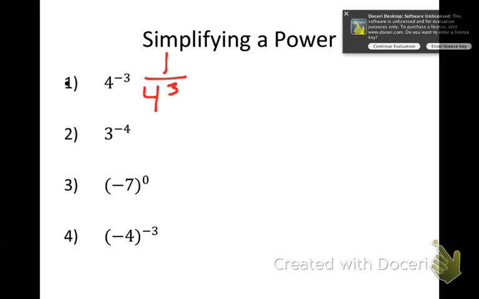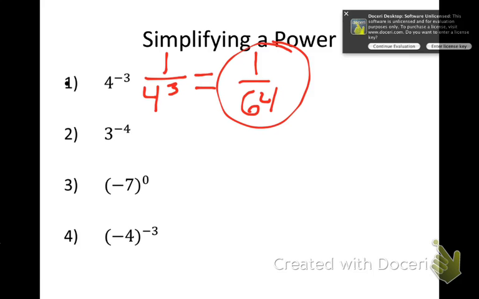Now, because it is a number that we can express, I will want to find out what 4 to the third is. So 4 to the third would be 4 times 4 times 4, which is what, Justin? Very good. I get 1 over 64. And there is 4 to the negative third.